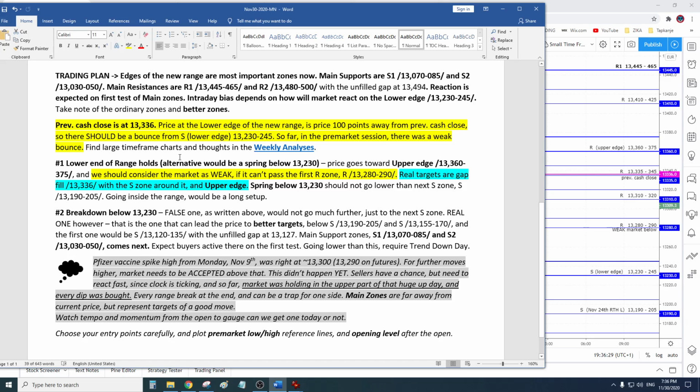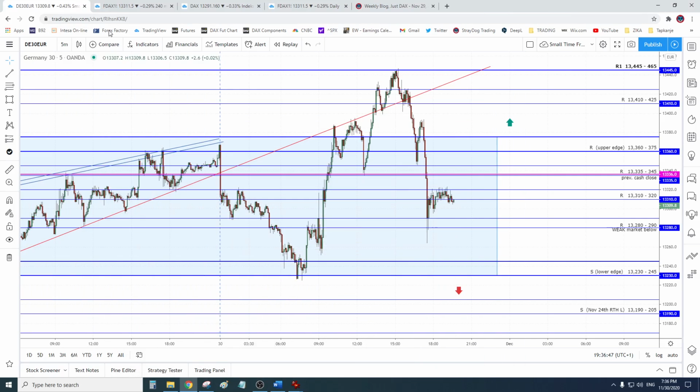Also that first we got the weak bounce there from the support zone, and they tested this support zone for almost 2 hours, but at the end we got a strong up move from it, and the real targets would be the gap fill and the upper edge of the range. And then we shall see if there is going to be enough of a strength. It could go obviously higher.